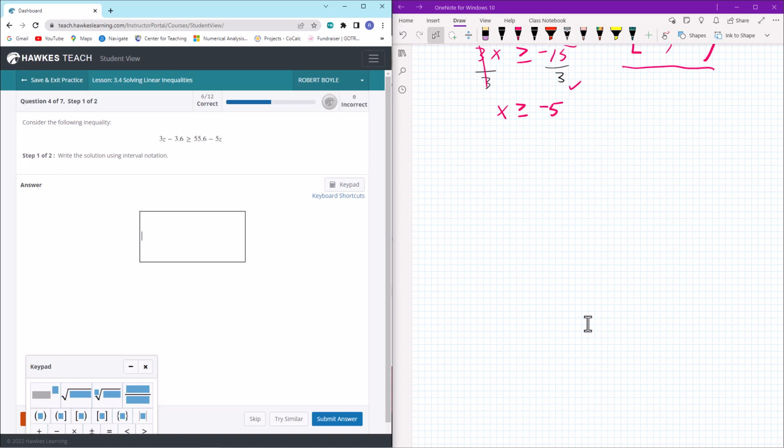Okay, so here we have 3z minus 3.6 is greater than or equal to 55.6 minus 5z. There's nothing to simplify on either side. There's no like terms to simplify, but we need to start off with a little addition. We want to do this in such a way that the coefficient is positive. So we don't want to move the 3z over here to get a -8z. We'd rather move the 5z over here to get a positive 8z. So I'm going to add 5z to both sides.